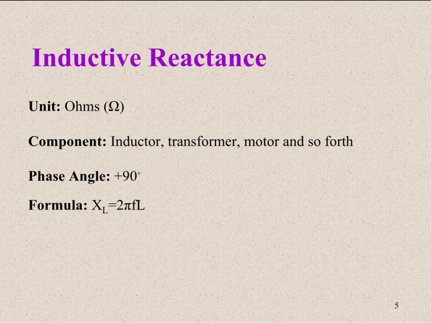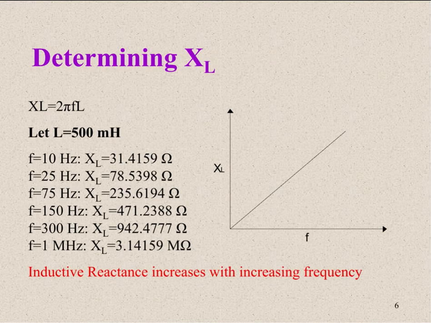Inductive reactance XL is 2 pi times the frequency F times the inductance L in henries. So a 500 millihenry inductor, milli is 10 to the minus 3. Take the frequency from 10 hertz to 1 megahertz, work out the reactance, do the plot, and look there. You have a linear line between the frequency and the inductive reactance. So in the inductor, increasing the frequency linearly causes the reactance to increase.